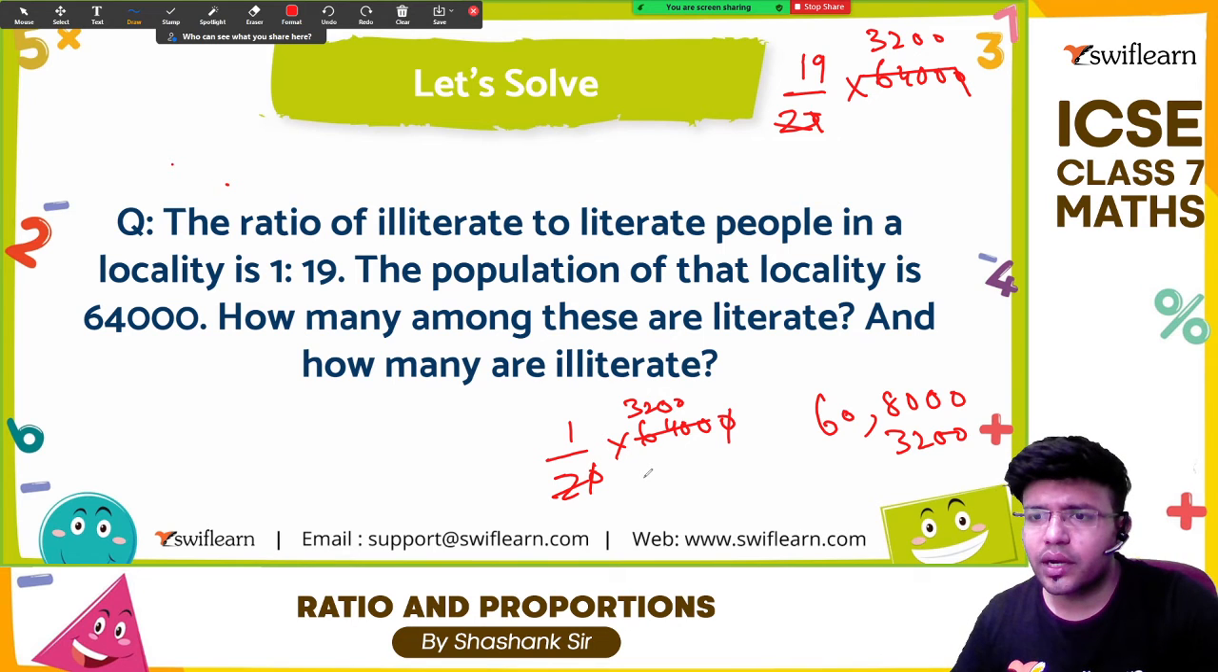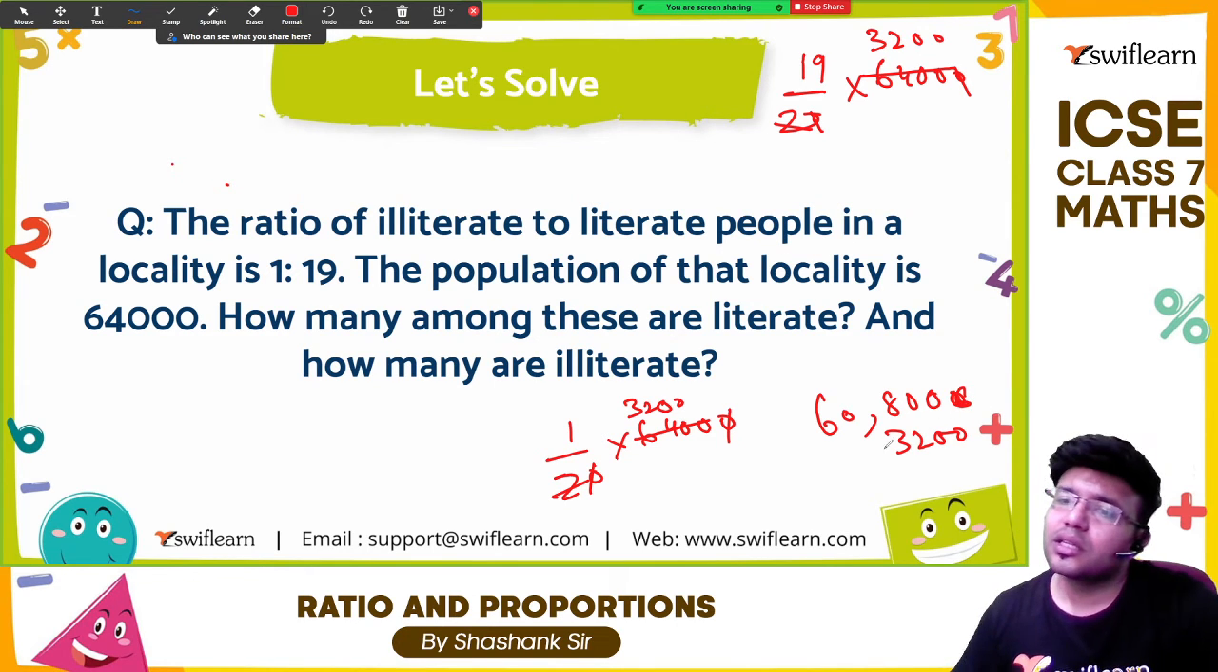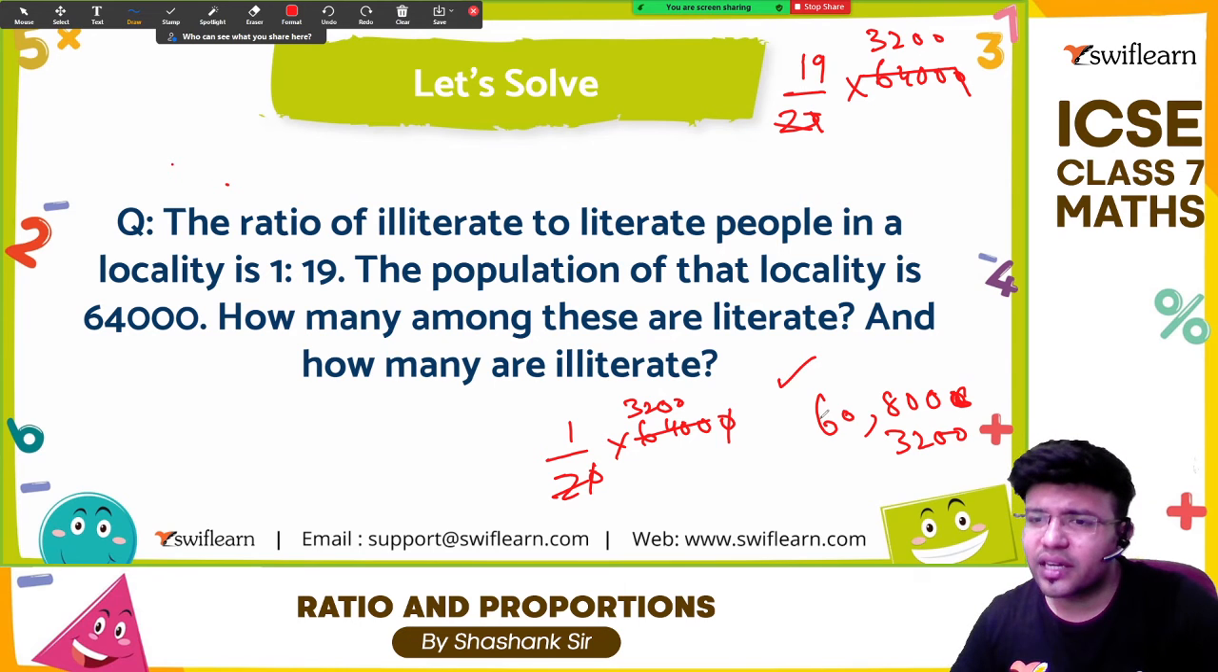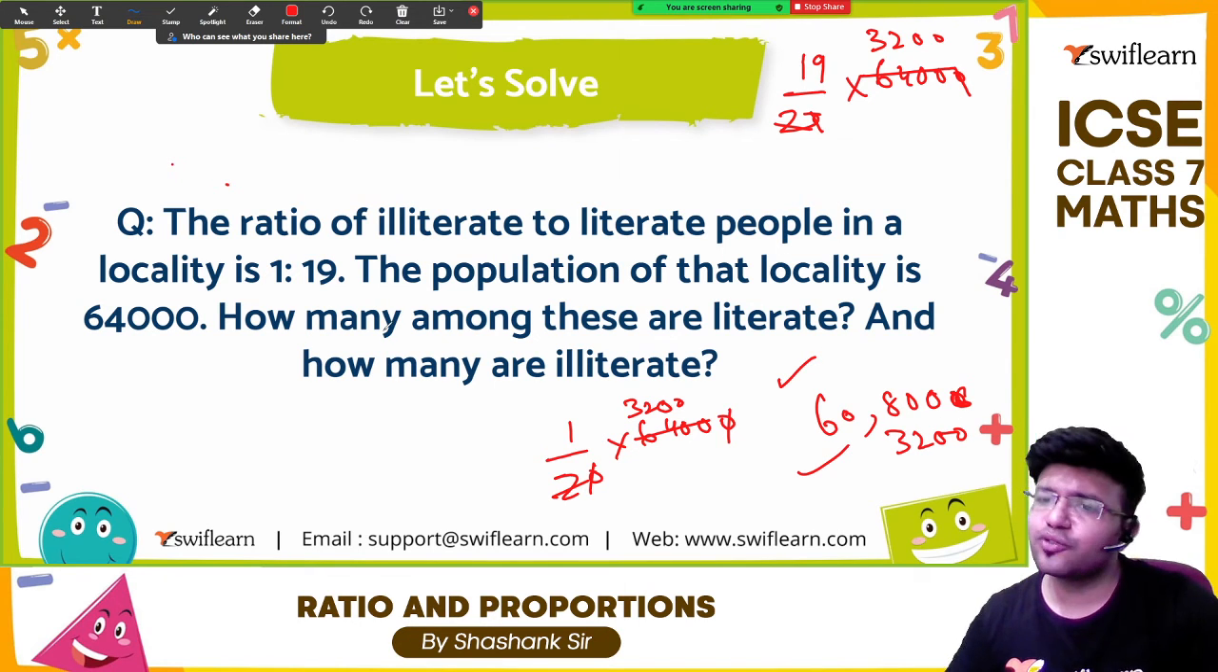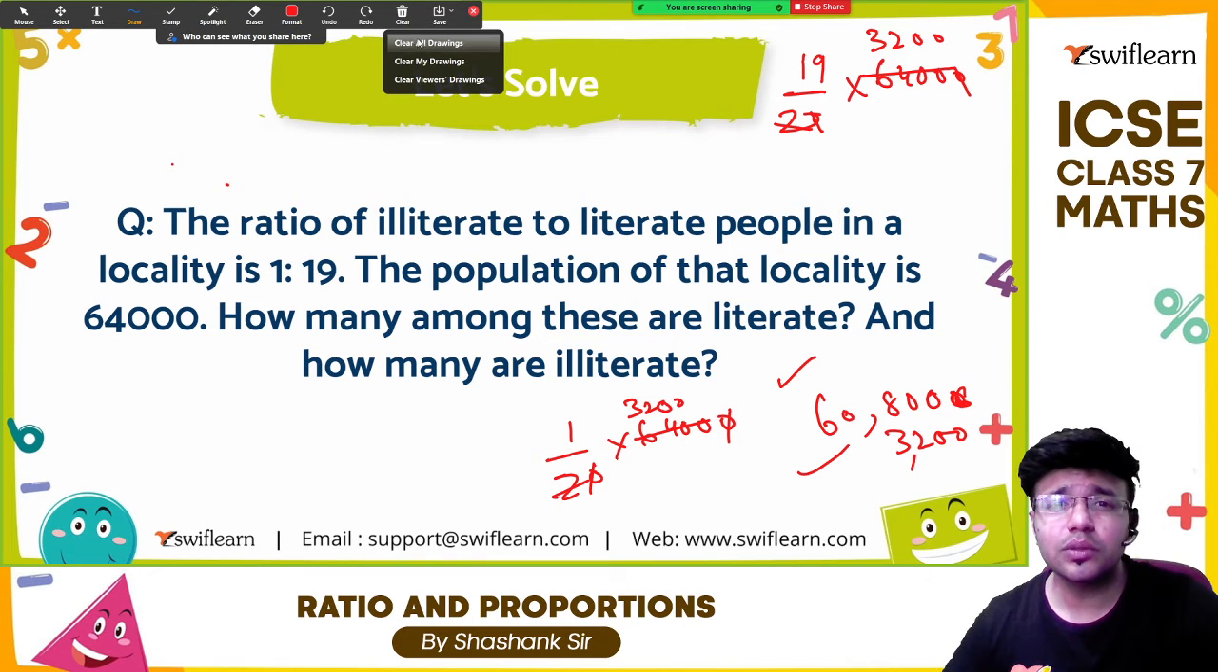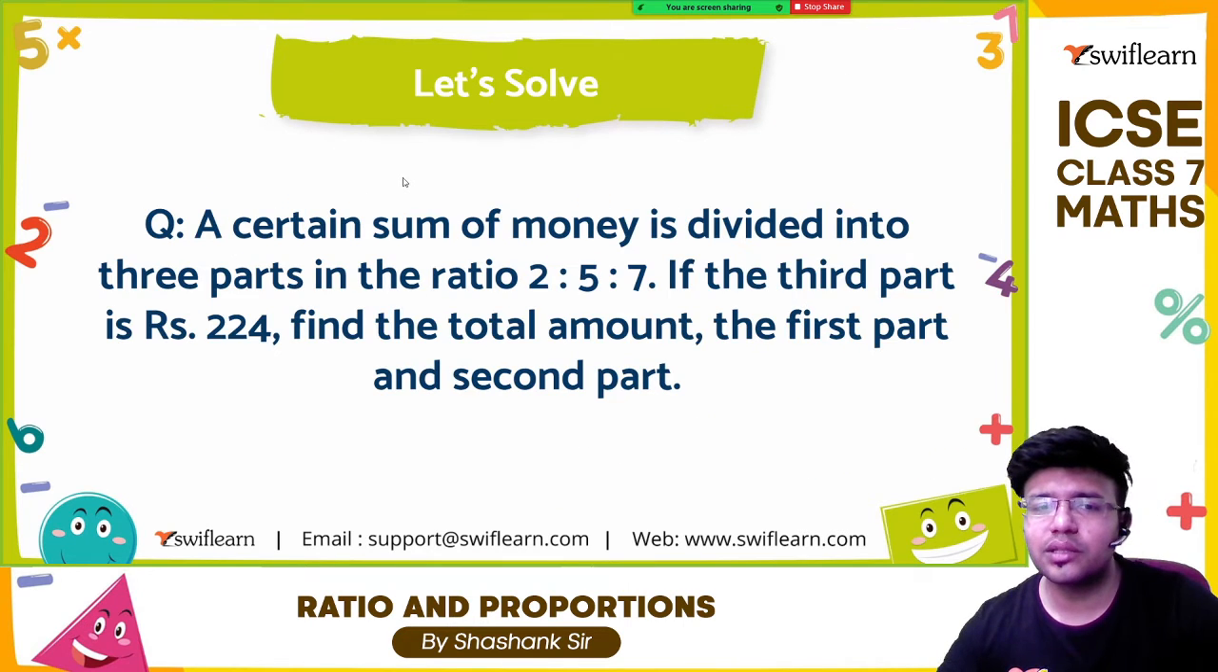When added, we are not getting 64. So what did we do wrong? Okay, 60,800. Sorry, it is not 60,800. Yes, we have done it right. We add them, we get 64,000 now. Okay, yes, 3,200 and 60,800. Yes, we had added only one single zero.